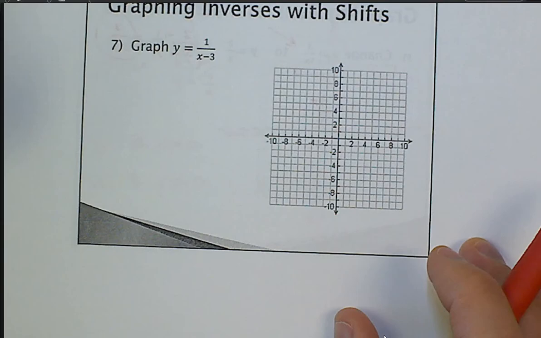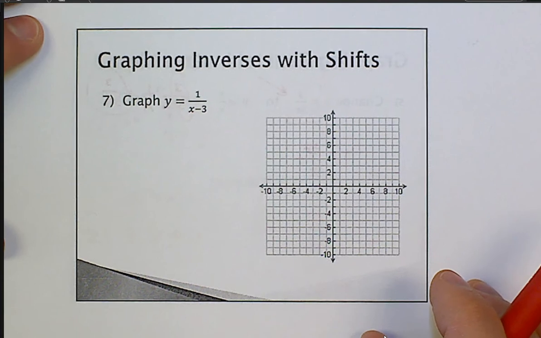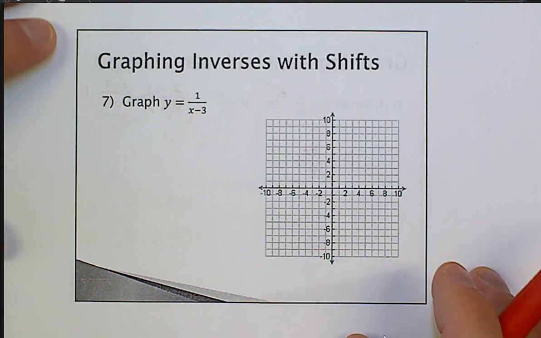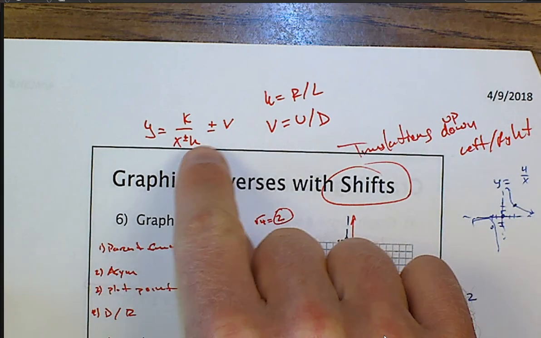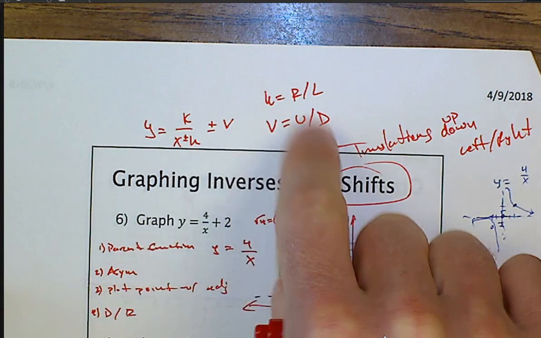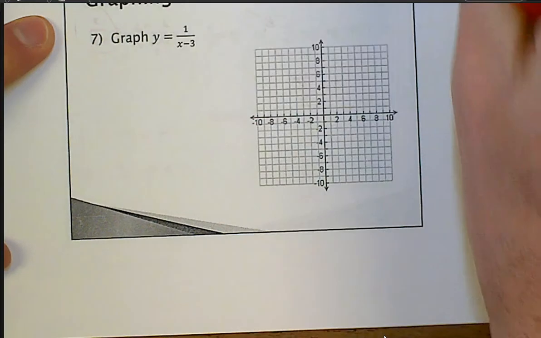All right, go ahead and try number 7 on your own. I know we haven't done one like this, but based on what I talked about in the shifts, right and left, up and down, you might be able to handle number 7, so give it a try. Check back with me.